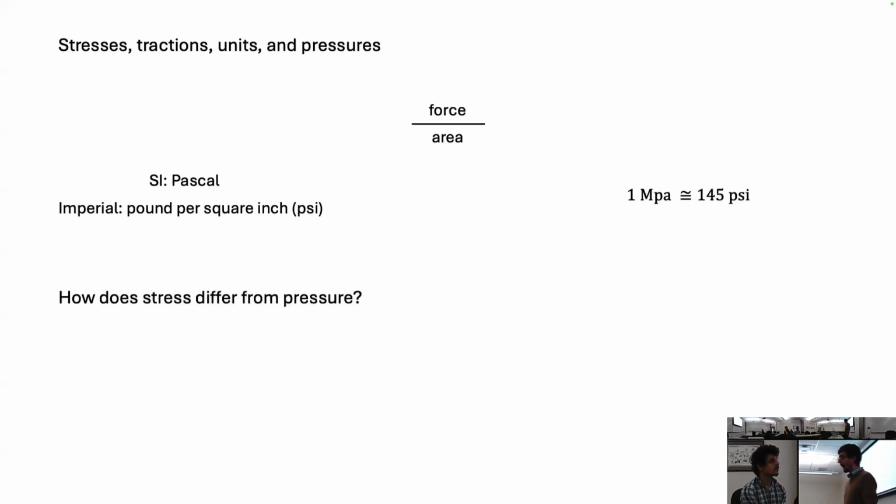Okay, so how does a stress differ from pressure? So we all know that pressure is also a force over an area. And so what does it mean for a stress versus a pressure? Does anyone already understand that or have a grasp of it? Yeah, I would assume that pressure is unidirectional, right? That's right. So keep going. Whereas stress is a tensor. Exactly. Yeah, so there's a directionality to a stress.